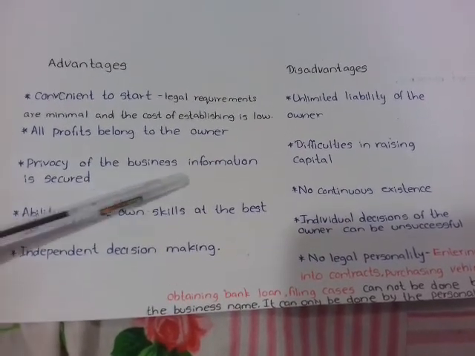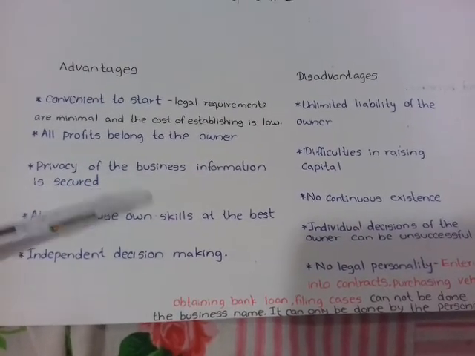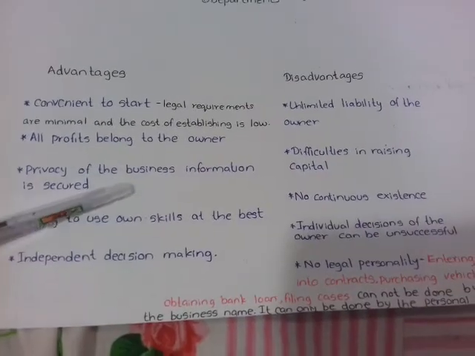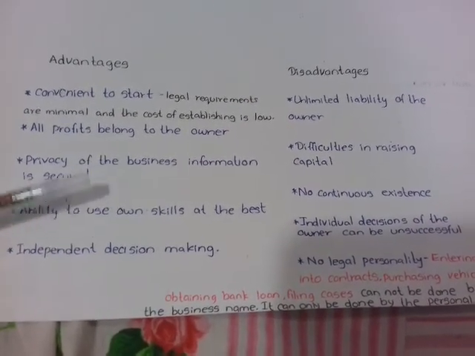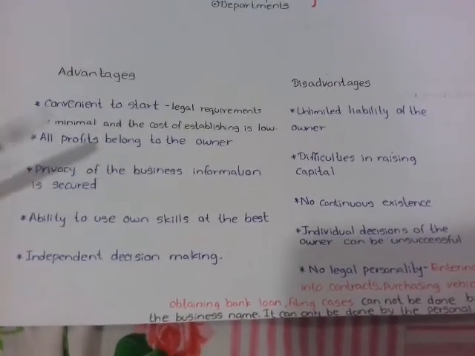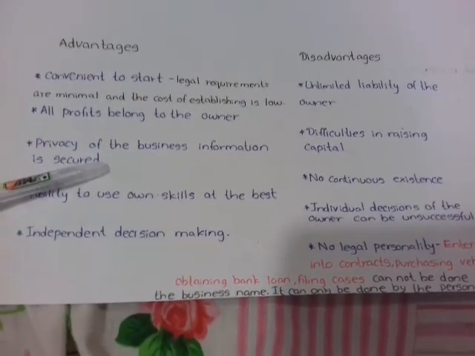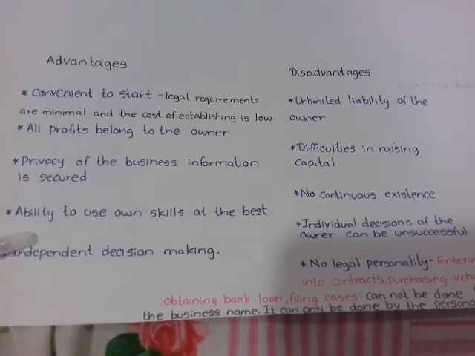And the privacy of the business information is secured because the business is owned by the owner. He is the only person. Now if this is a baker shop, then he is the only person who knows the secret recipes, so no one can steal them. So that's just an example. Likewise, the information is secured.